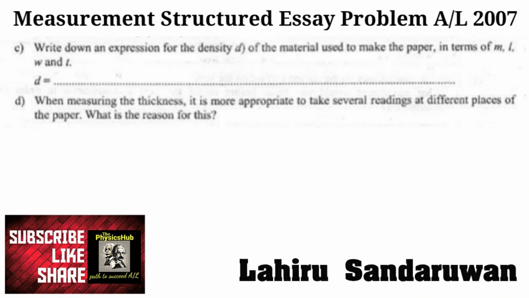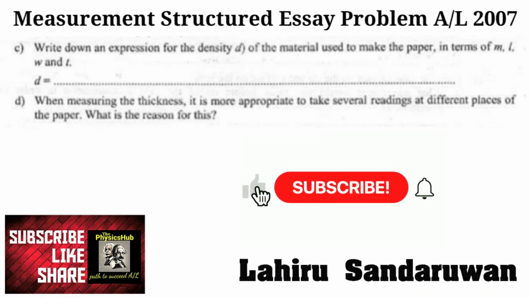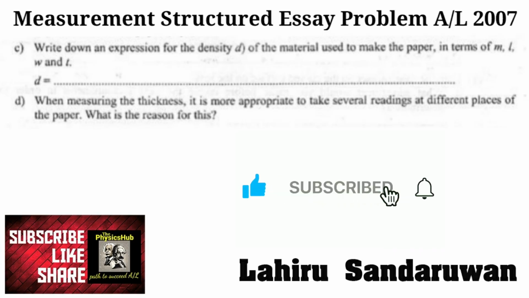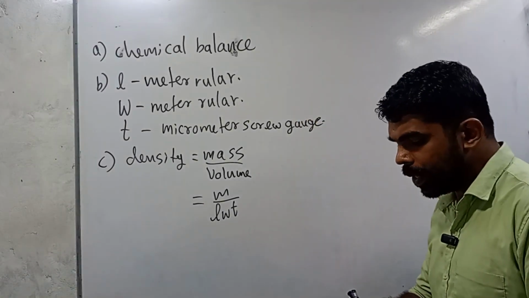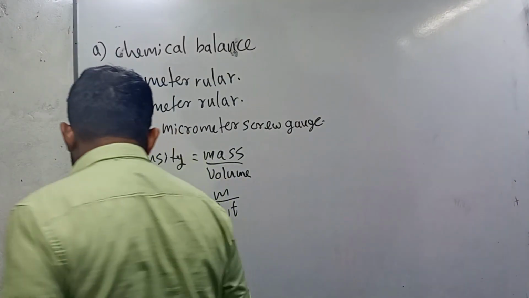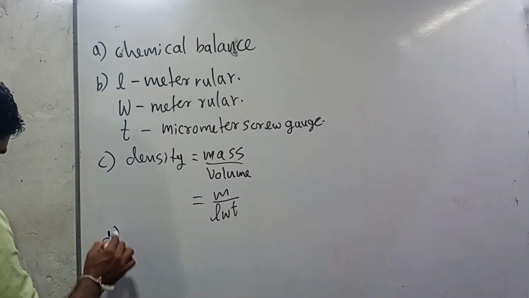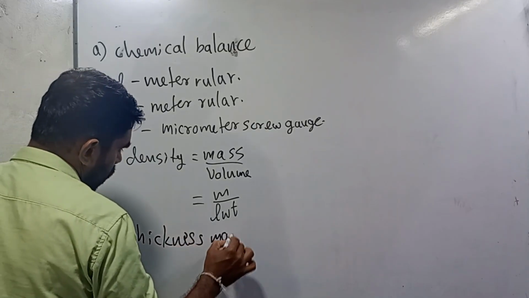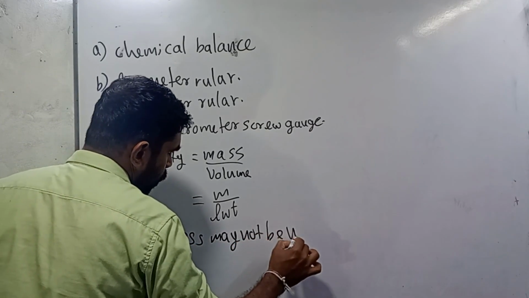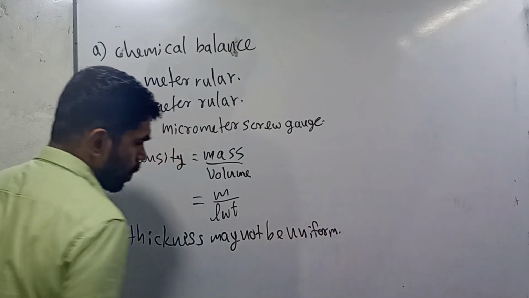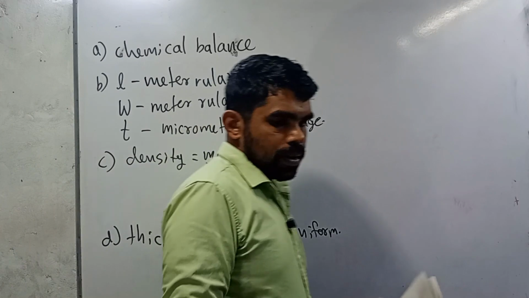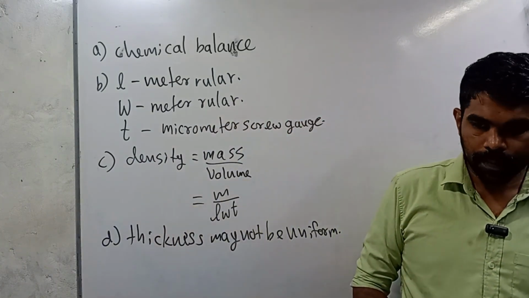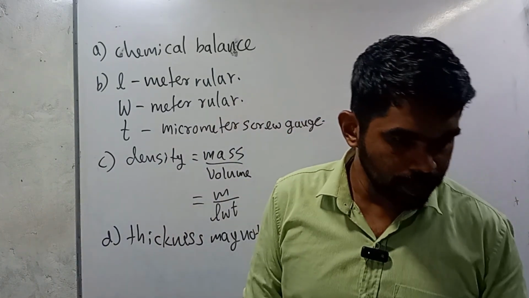Then part D: when measuring the thickness of the paper, it is more appropriate to take several readings in different places of the paper. What is the reason for this? Thickness may not be uniform. It is the correct answer. Thickness may not be uniform.